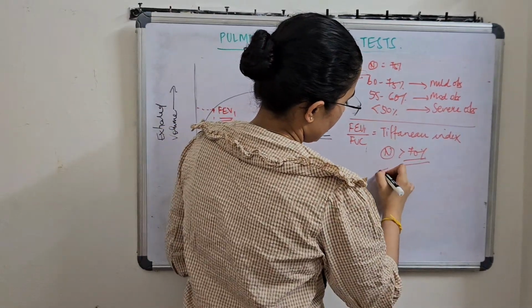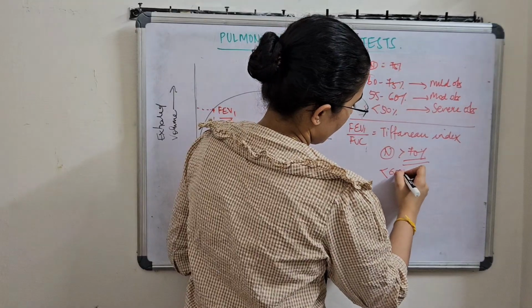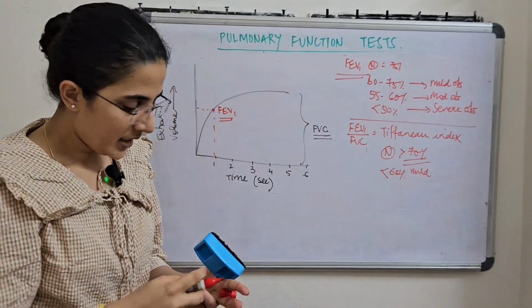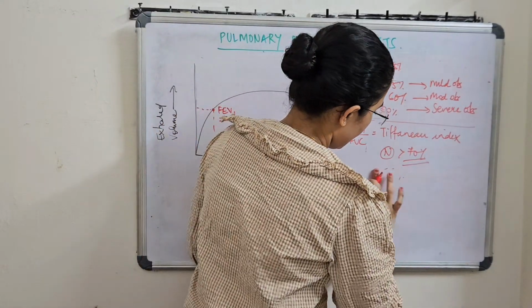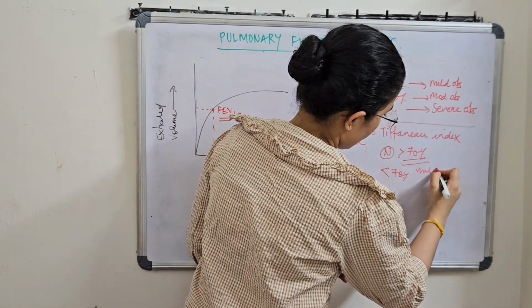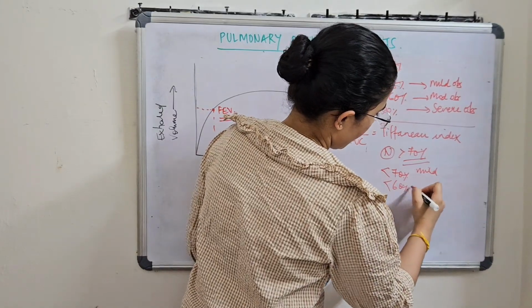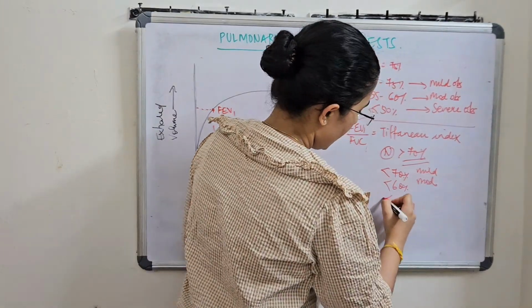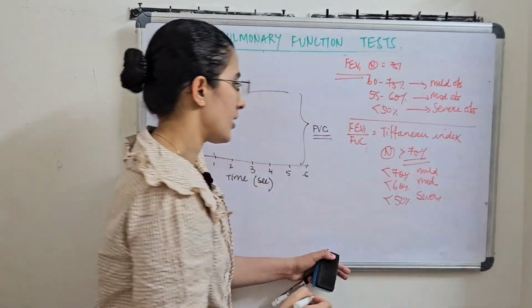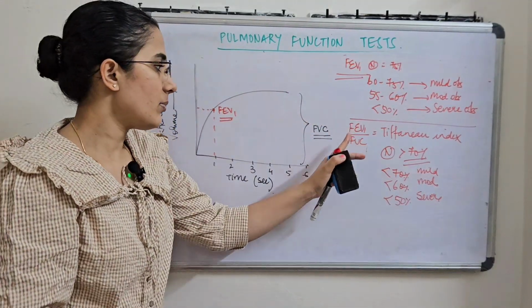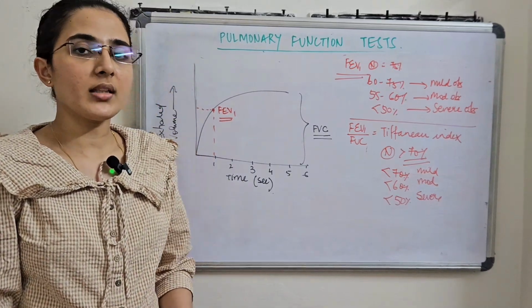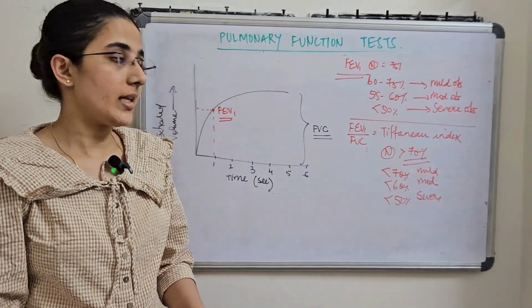If it is less than 70%, it is mild obstruction. If it is less than 60%, it is moderate obstruction, and less than 50%, it is severe obstruction. So this FEV1 by FVC ratio will also tell us about the obstructive lung disease and its severity.